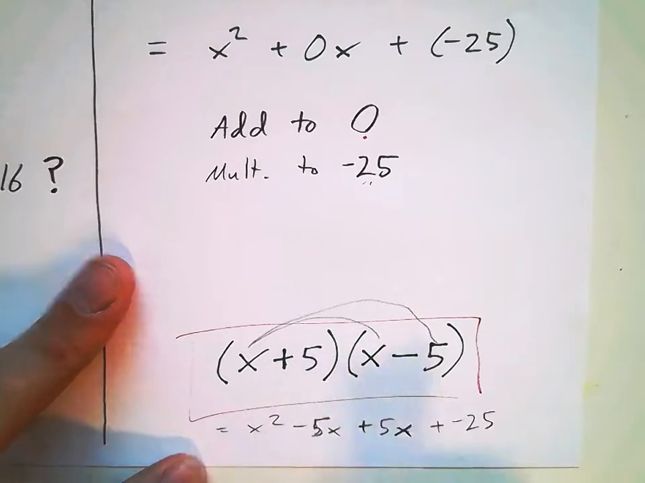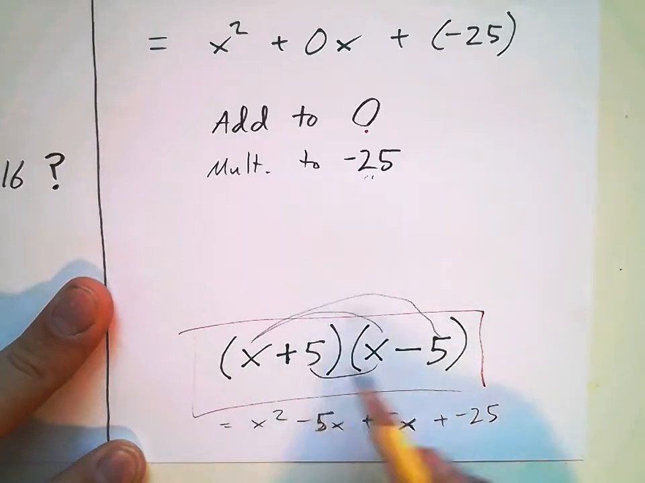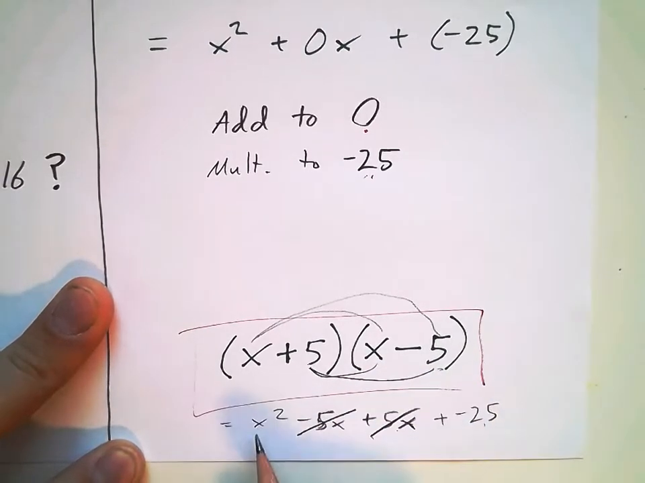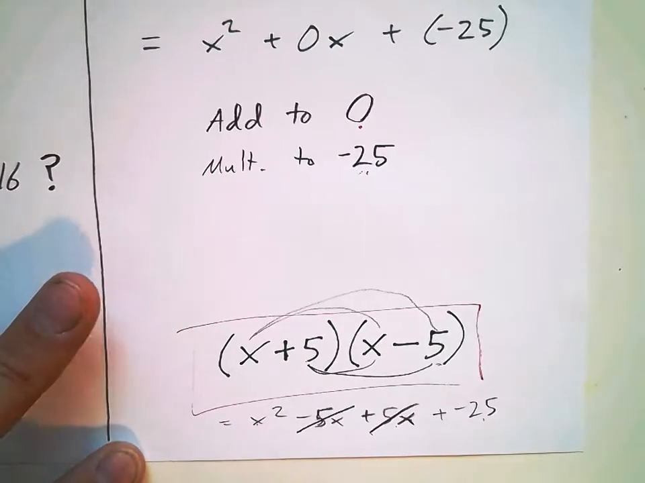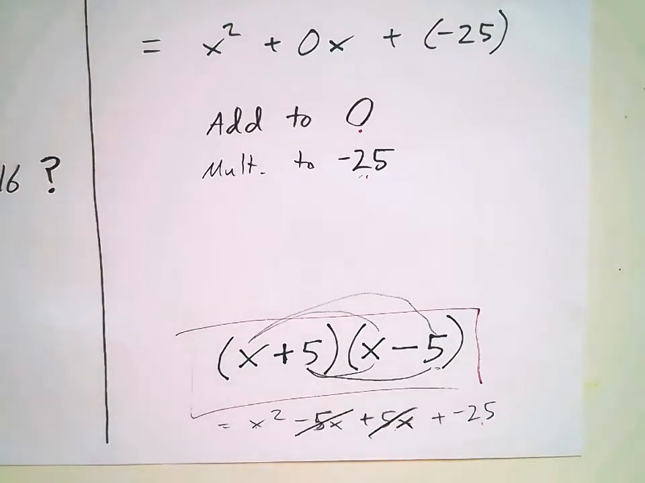And multiplying it out, x times x is x squared, x times negative 5 is negative 5x, 5 times x is 5x, and 5 times negative 5 is negative 25. Negative 5x plus 5x is 0, so we have x squared minus 25, which is what we started with. So that is indeed the correct factored version.